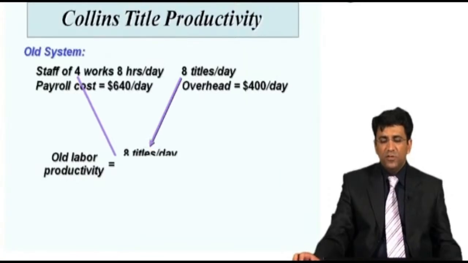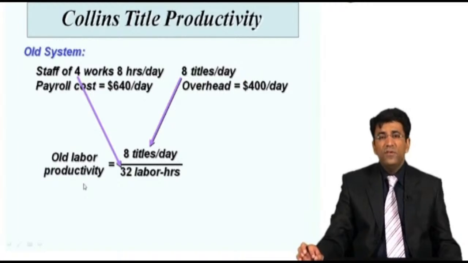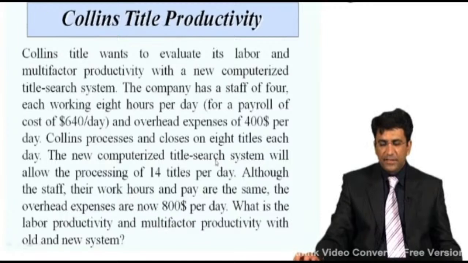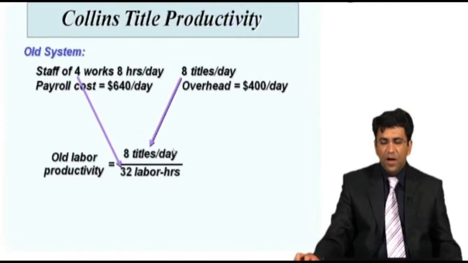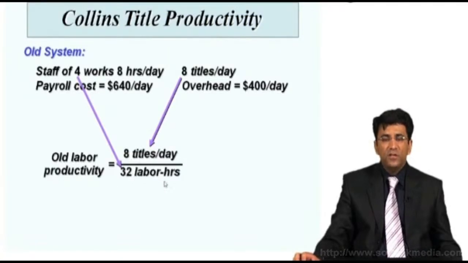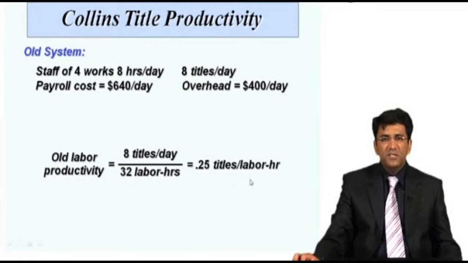So in this example, students, suppose we are interested in the labor productivity. When we talk about labor productivity, we are taking labor as the only factor of input. That is the single factor productivity model. In this case, we take only labor hours as the input. With the old system, the output was 8 titles, and the labor hours consumed are 4 multiplied by 8, 32. So this is our productivity with the old system: 0.25 titles per labor hour.